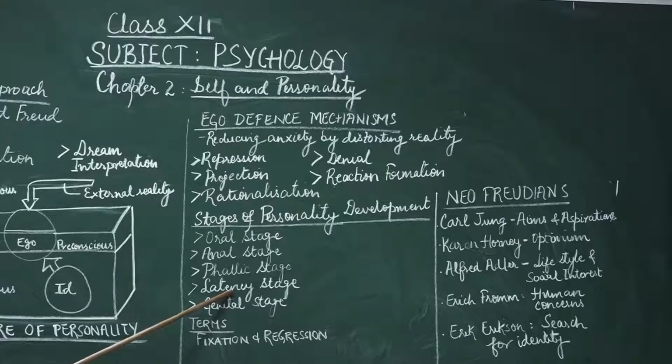Latency stage, it happens from 7 years till puberty, where the child's energy gets channelized into social and achievement related activities. The genital stage happens puberty onwards, where the person attains maturity. They learn to deal with the members of the opposite gender in a very socially and sexually mature way.